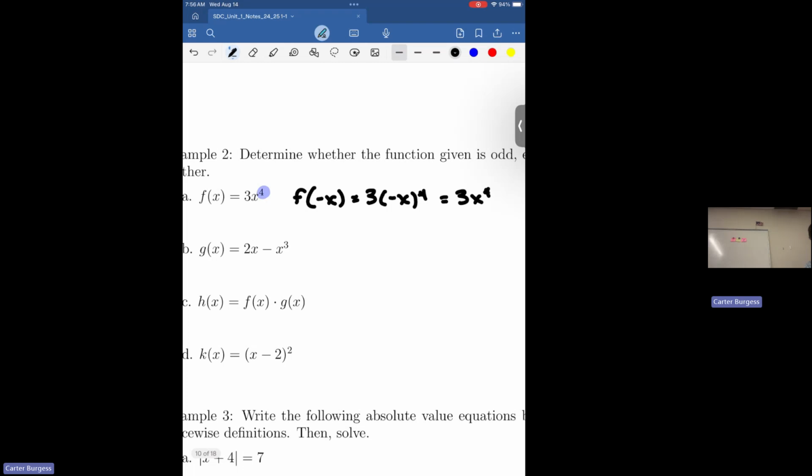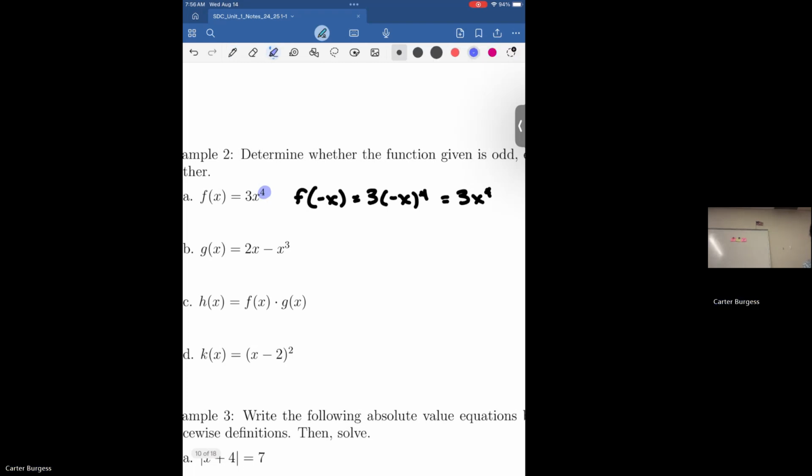What do we notice about what we ended with versus what we started with? They are the same. Absolutely. And so if plugging in, not a negative value, but literally plugging in negative x, didn't change my output, what kind of function is this going to be? This is an even function. Very good.